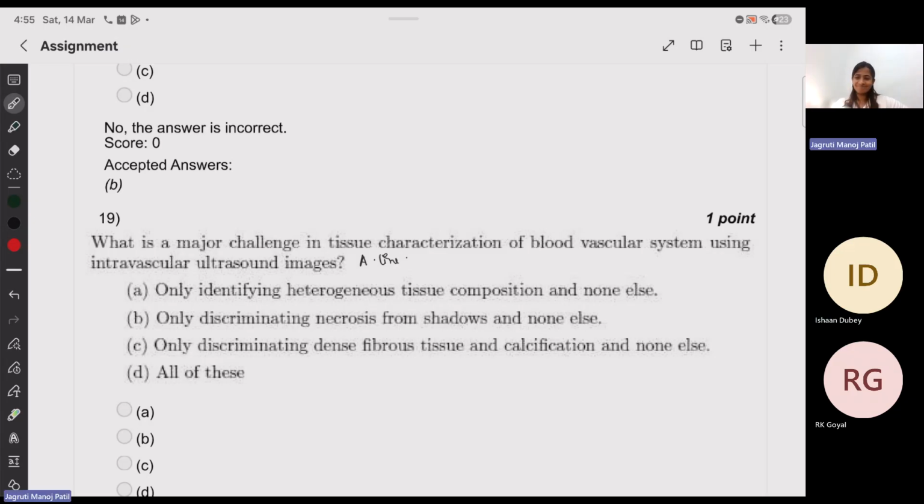All. Okay. Because with ultrasound, it's very difficult to differentiate homogeneous versus heterogeneous tissue. So it can tell you a heterogeneous tissue. If you do have some plaque buildup there, it will be able to show you some changes. The signal will get absorbed, so the reflection that you get would be bare minimal. So it can only discriminate necrosis from shadow. This is the major challenge out of them all.